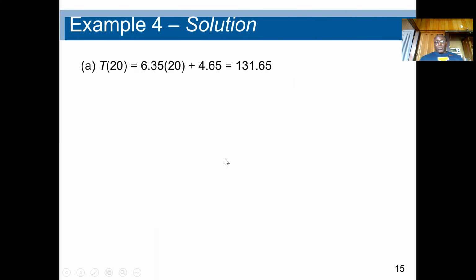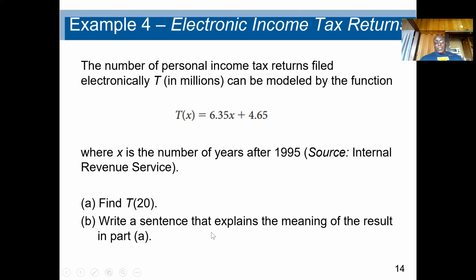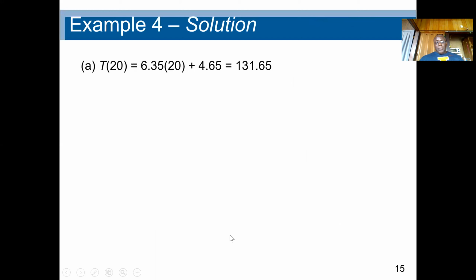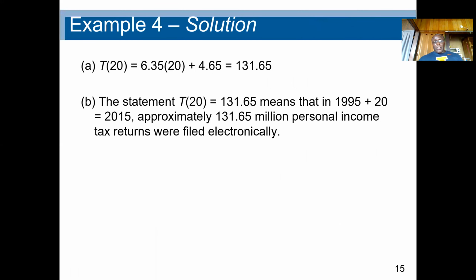And the second question also said, write a sentence that explains the meaning of the result in part A. So the statement T at 20 equal to 131.65 means that in 1995 plus 20, which is 2015, approximately 131.65 million personal income tax returns were filed electronically.